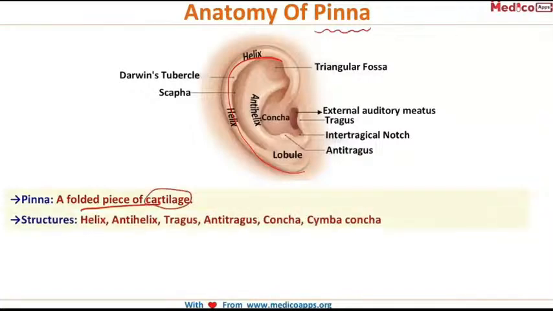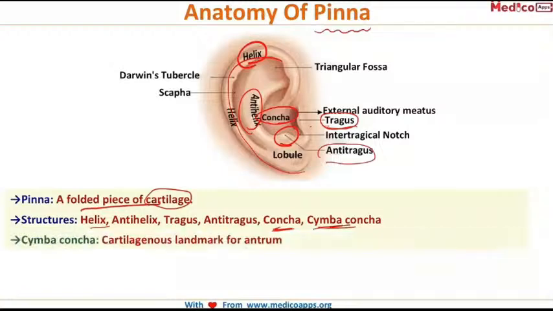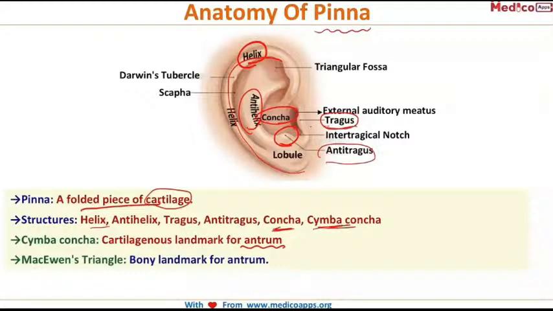The structures of the pinna are the helix, that is over here, the antihelix, the tragus, we all know what the tragus is, the antitragus lies over here, and the concha, then the Cymba concha. This is the concha. Then Cymba concha is a cartilaginous landmark for the antrum, and MacEwen's triangle is the bony landmark for the antrum.